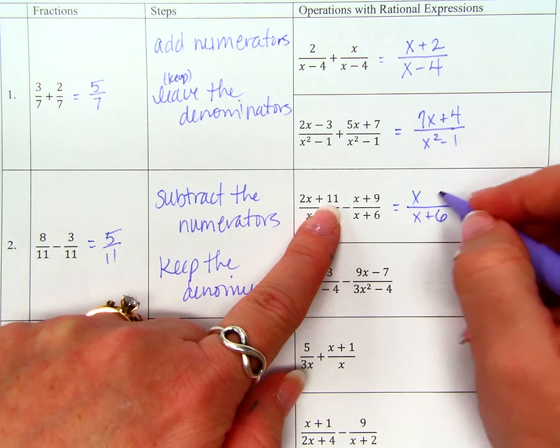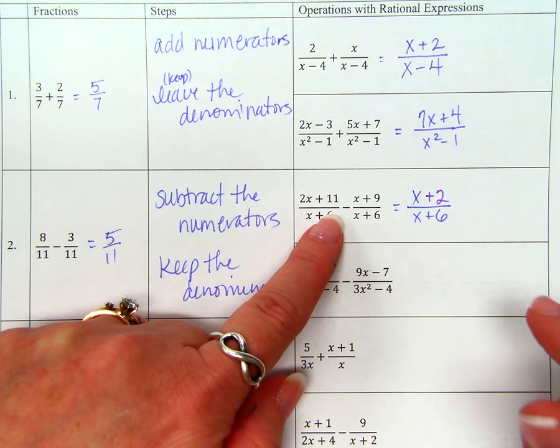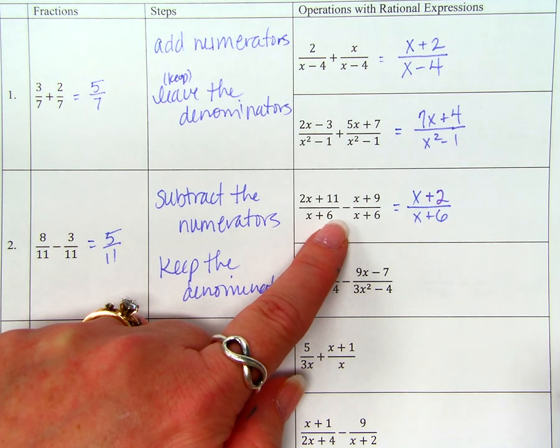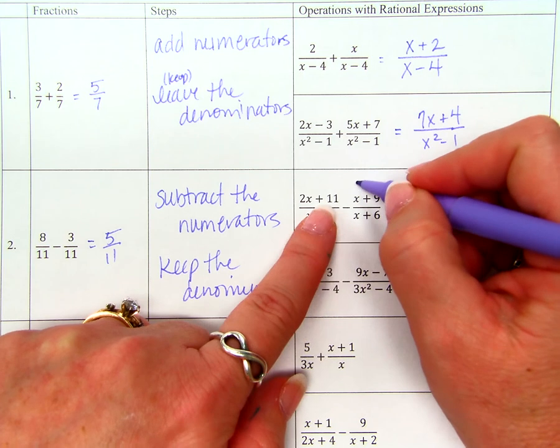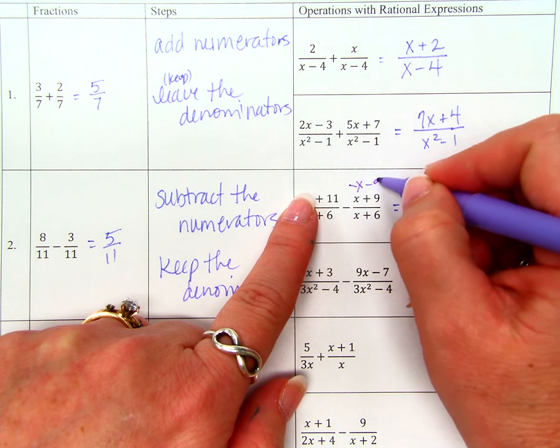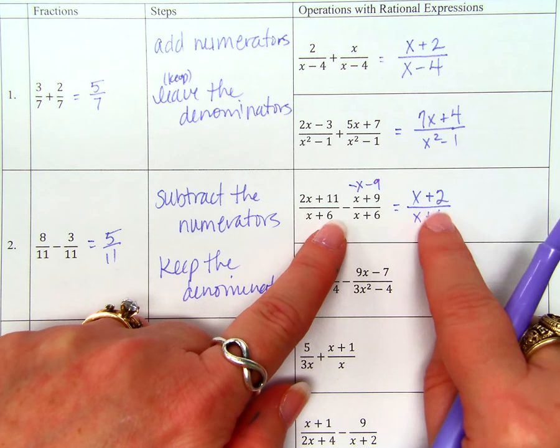Okay, 11 minus 9 is what? 2. So let me show you what some people do so that they don't forget that. Isn't subtracting the same as adding the opposite? So what if I found the opposite of each one of these and then just added my like terms? Is that a little easier to see?